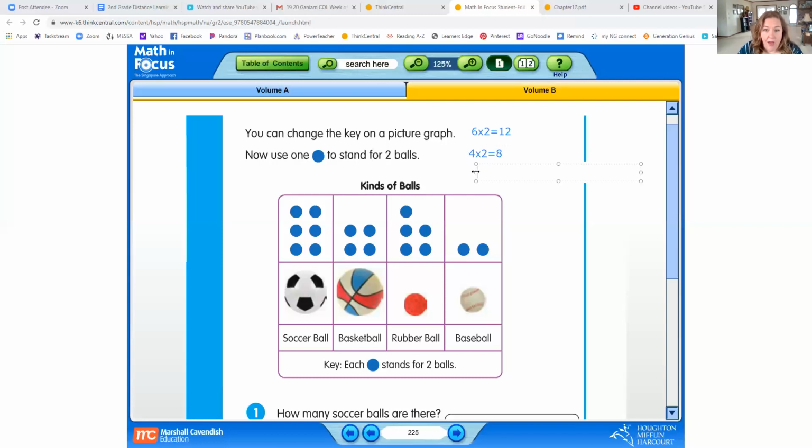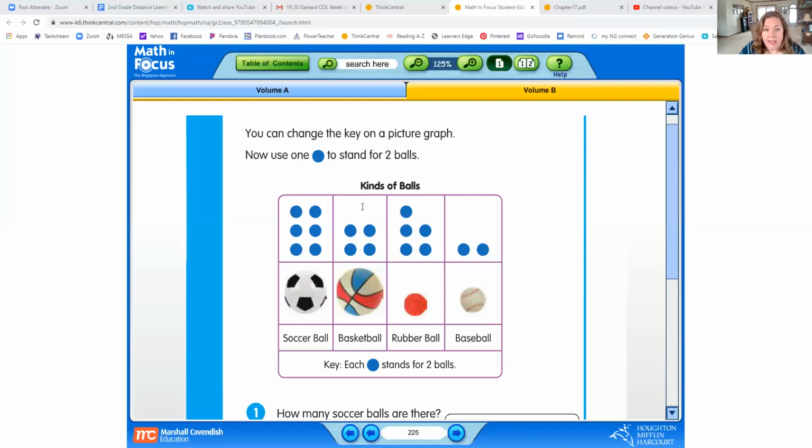So if I want to find out how many I have altogether, I can take the number of soccer balls plus the number of basketballs equals 20 balls altogether. So that's one way of figuring out the total amount of a certain number on the graph.